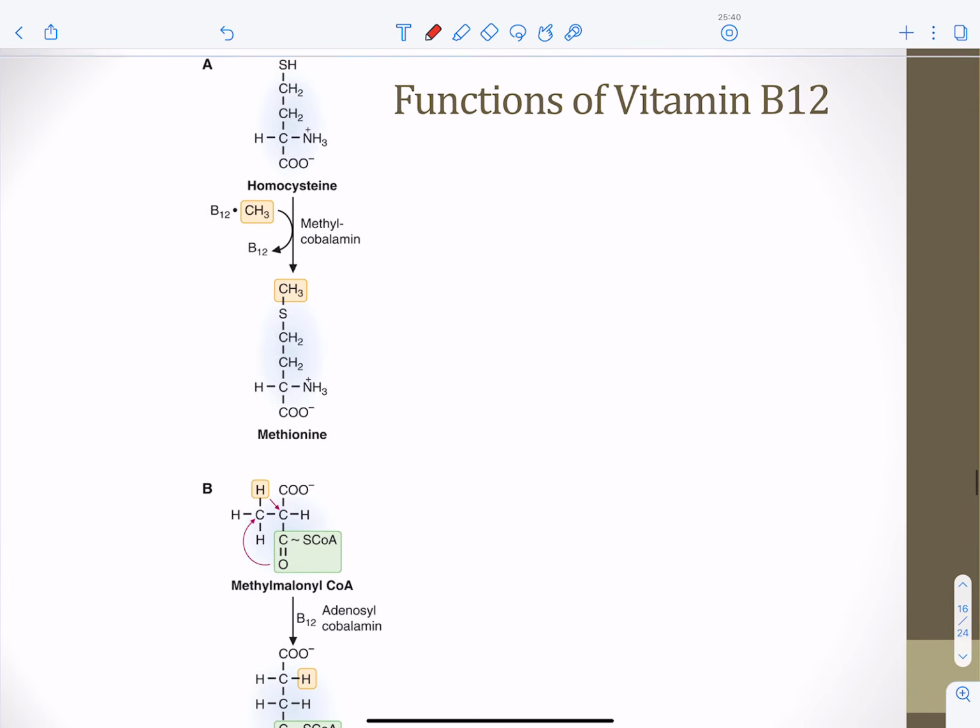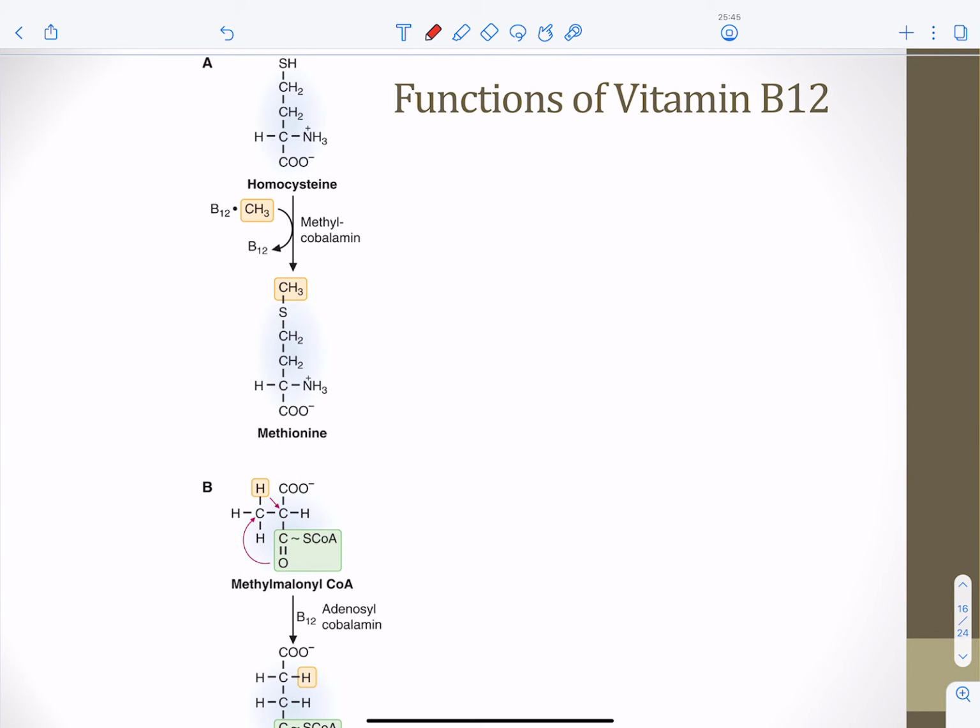Okay, so now let's talk about some functions of vitamin B12. There are two very important reactions that the body uses vitamin B12 for: the transfer of the methyl group from N5-methyl tetrahydrofolate to homocysteine. And so we have here homocysteine, and you have this B12 with that methyl group from N5. So back here you would have N5.